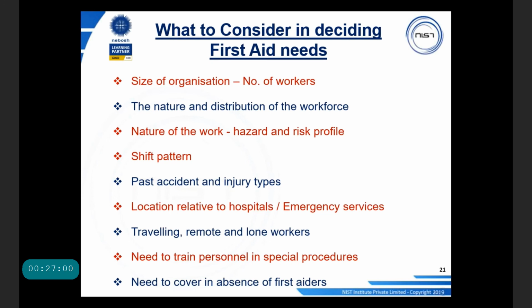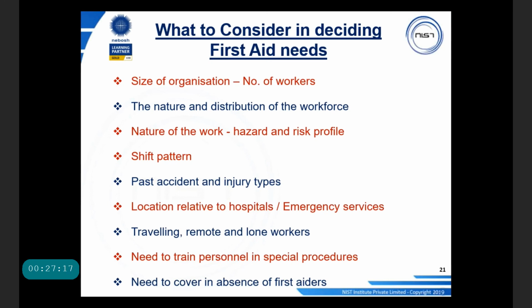Okay, shift patterns. Do you want to cover all shifts? Meaning, if there are 3 shifts going on in the work site, would you want to have first aiders available on all shifts? Yeah, very good. Okay, that's what that particular factor means.